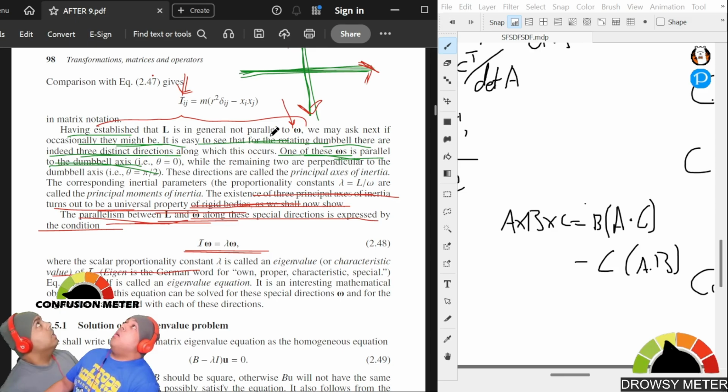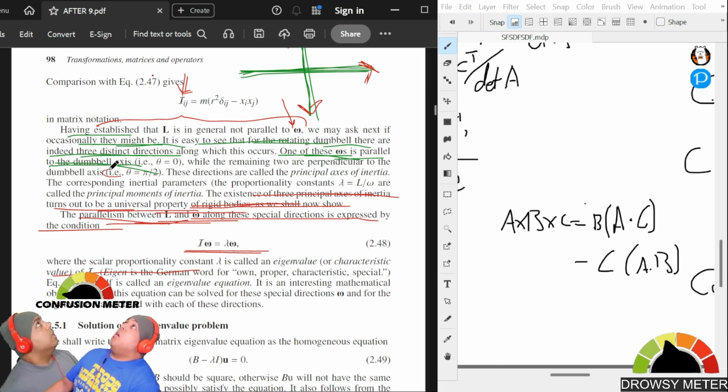I'm going to establish that L is in general not parallel to omega. How did we do that? Just from physics. We may ask next if occasionally they might be. It's easy to see that for the rotating dumbbell, there are indeed three distinct directions along which this occurs. One of these omegas is parallel to the dumbbell axis, while the remaining two are perpendicular to the dumbbell axis, theta equal pi over 2. These directions are called the principal axes of inertia.